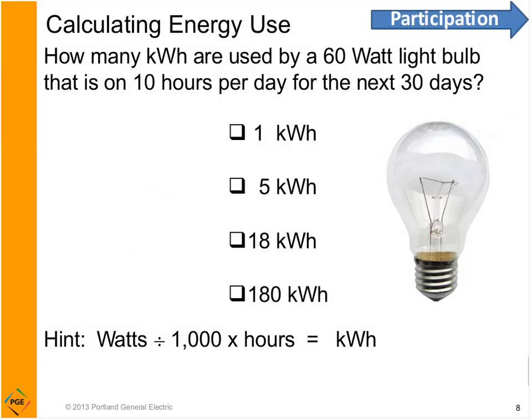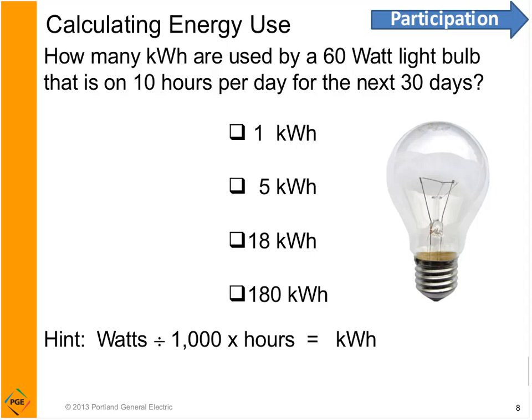So let's do a little math. This is where I would ask you to go to the upper left part of your screen, and they have tools up there. You can use the arrow, you can grab a pencil, you can grab a check mark, and you're going to see if you can help me answer this question. How many kilowatt hours are used by a 60-watt light bulb? It's on 10 hours a day for the next 30 days.